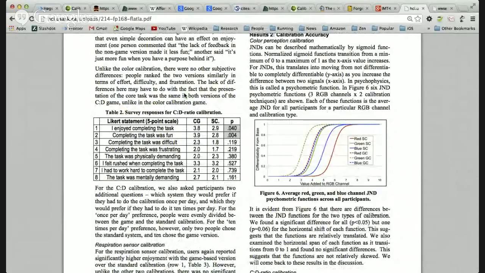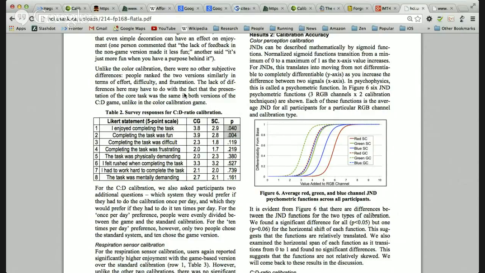And they also felt like they were trying harder. They felt that when they were playing the game, they were more rushed and had to work harder, which could be a problem for some measurements. When you do calibration, you want to measure the mental state that the user is going to be in when they use the actual product you're calibrating for. So maybe you don't want the user to try that hard, but that depends on circumstances.